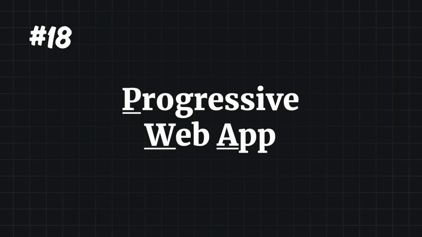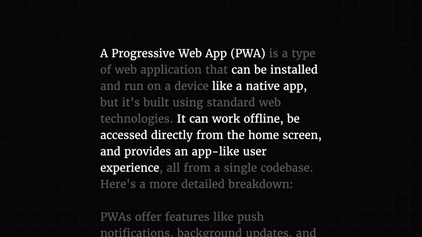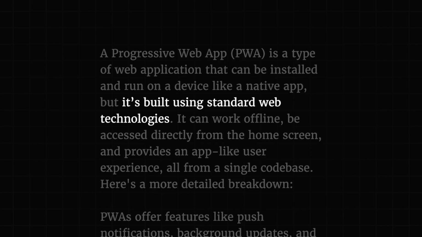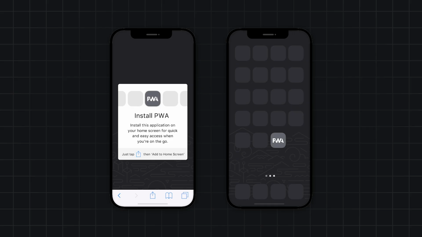A PWA, or a progressive web app, is an app that feels like a native one. It can work offline, load fast, and even be installed on your device like a regular app. It uses tools like service workers, manifests, and caching to deliver a smooth, app-like experience directly from the browser.